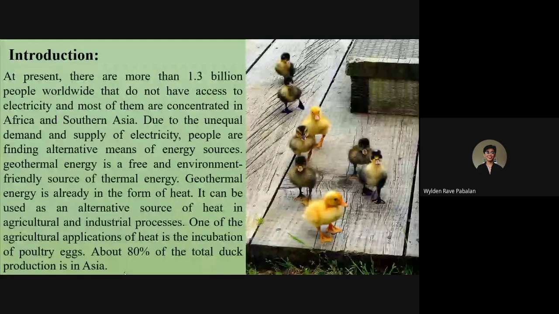Now, because of that, people find another natural resource that can be found anywhere, for example, this geothermal energy. Geothermal energy is a renewable energy source because it is continuously produced inside the earth. Now, this geothermal energy is a heat energy that can be used in agricultural application. And one of the uses of this is in the incubation of poultry eggs.